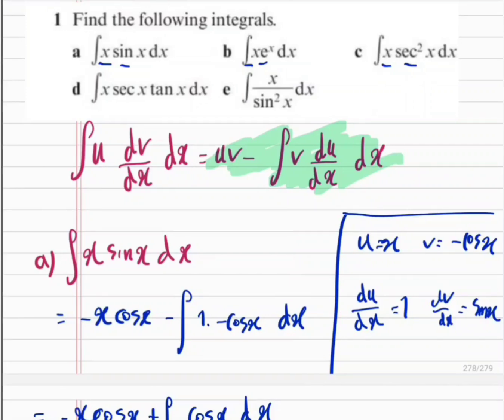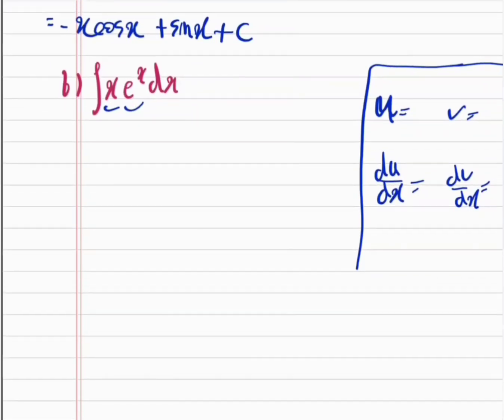Once we have made the choices, we can substitute into the formula and then integrate as usual. So the formula is u times v minus the integral of v times du/dx dx. So let's take u to be equal to x, and dv/dx is e to the x. We differentiate u with respect to x, and that gives us just 1. And now we need to integrate e to the x to find v, but that's also equal to e to the x, right? So now we have all four components.